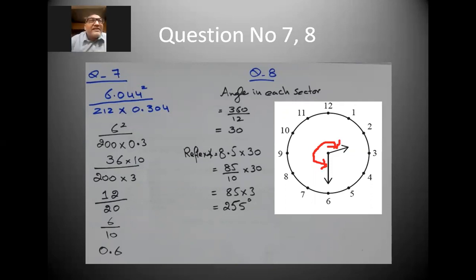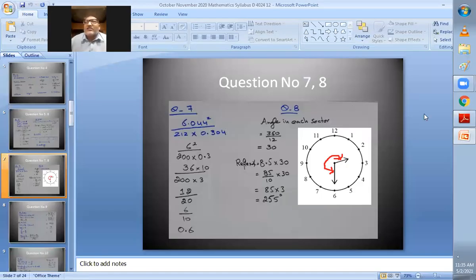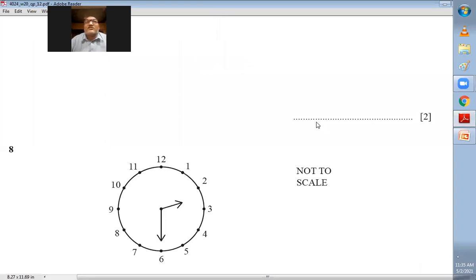And 6 by 10 means to move the decimal one step to the left. So the final answer will be 0.6. This will be the answer, 0.6. Hopefully you have understood. That's question number 7. So let's move to the next question.